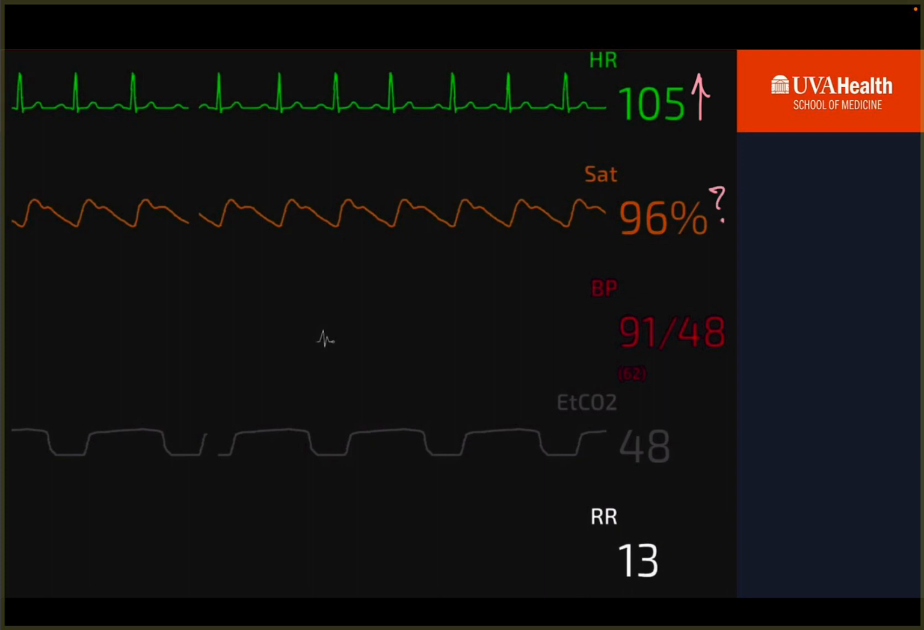This blood pressure, well, it depends. Are they usually a little hypertensive? Then this isn't so good. If they're usually normotensive, it's down a little bit, but is it down too much? Is it dangerous? We'll talk about all that in a little bit. And an end tidal of 48.